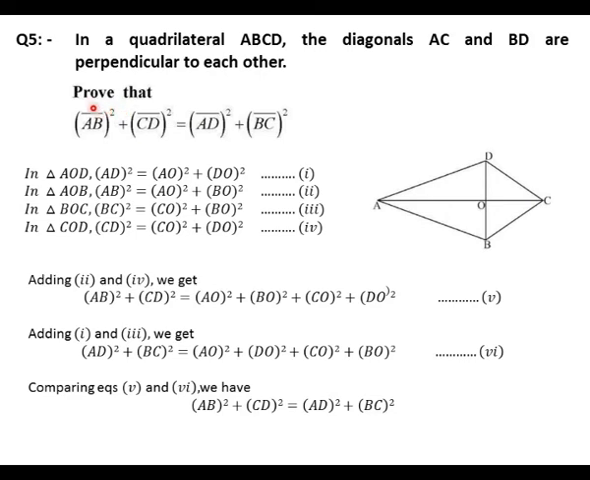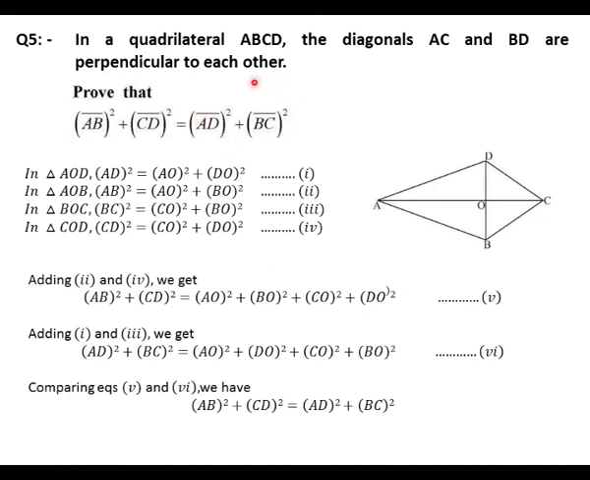If we look at this equality that we need to prove, the left side of this equality is the sum of AB square and CD square. So AB square is the left side of equation 2 and CD square is the left side of equation 4. So we need to add both equations, equation 2 and equation 4. Upon adding these two equations, we have AB square plus CD square on the left hand side, and we have to add their right sides as well. So AO square plus BO square plus CO square plus DO square.